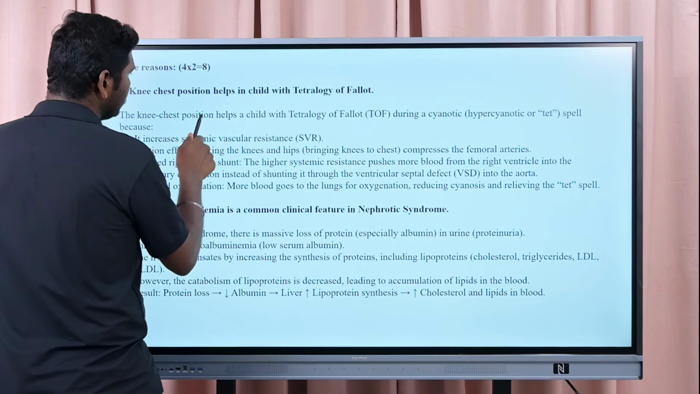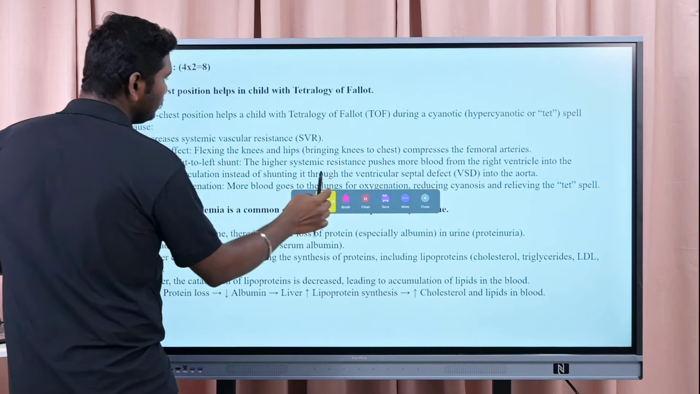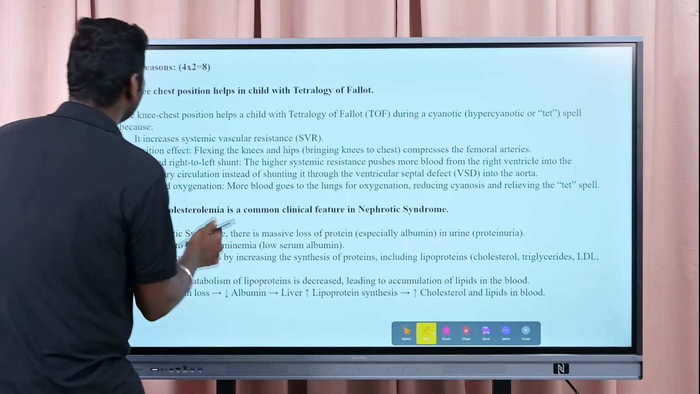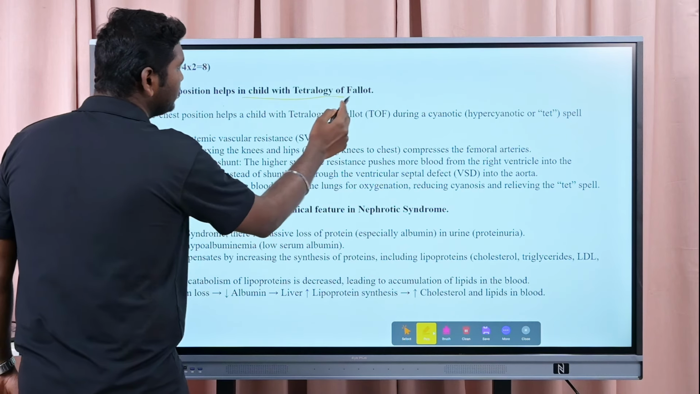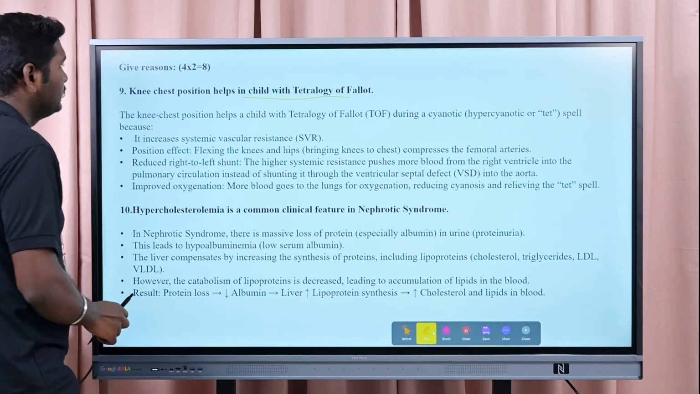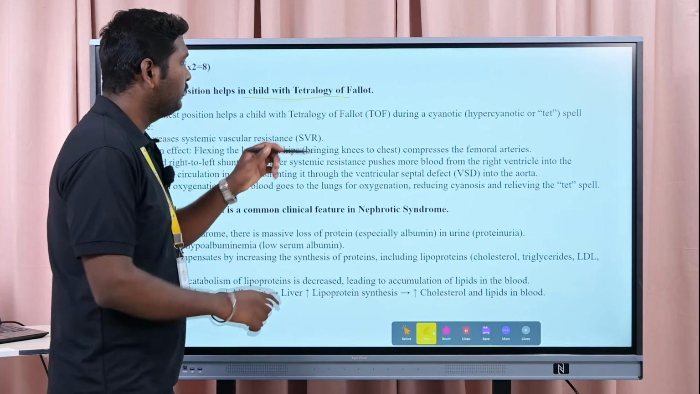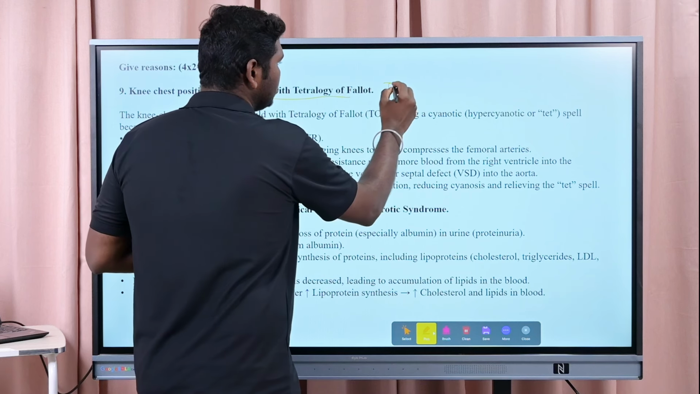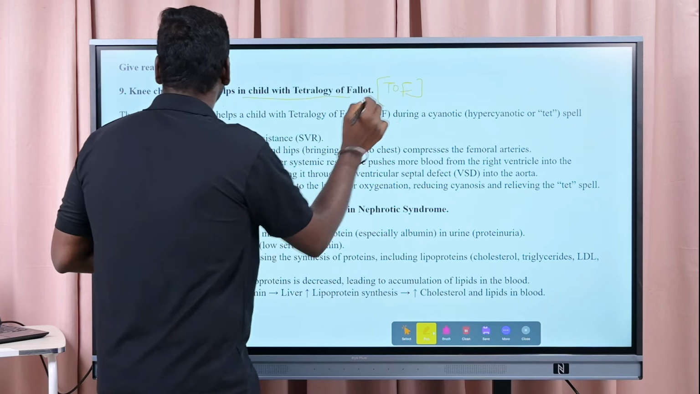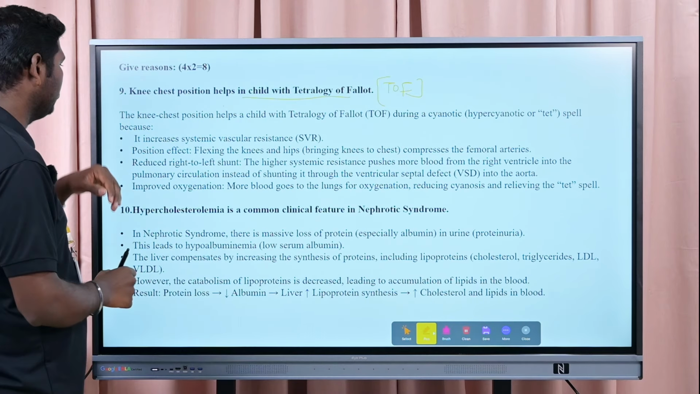Knee chest position helps in a child with tetralogy of Fallot. So why does the knee chest position help in a child with TOF, tetralogy of Fallot? Why is it important, or why does it help?